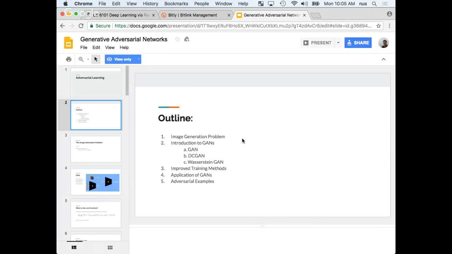After looking at these three models for the generative adversarial networks, we'll take a look at how you can actually improve upon the training methods and what shortcomings these training methods try to address. Fourth, we'll take a look at a few applications, having understood what the model looked like, how we can train better, and then a few interesting applications. And then finally, I'll try to wrap up with this concept of adversarial examples, which is not exactly related to GANs themselves, but it's related to adversarial learning.